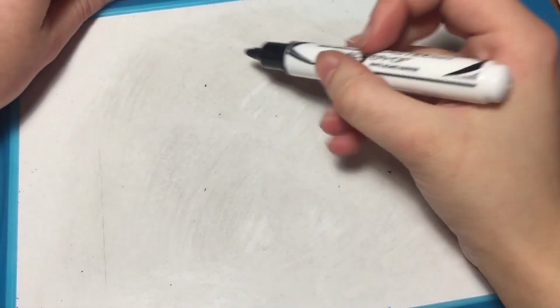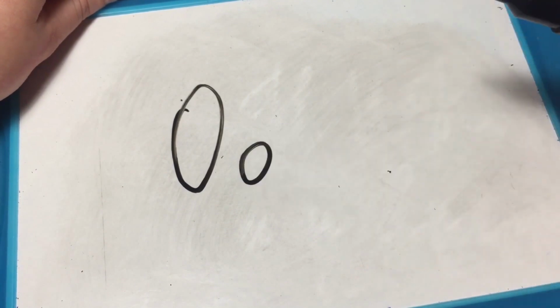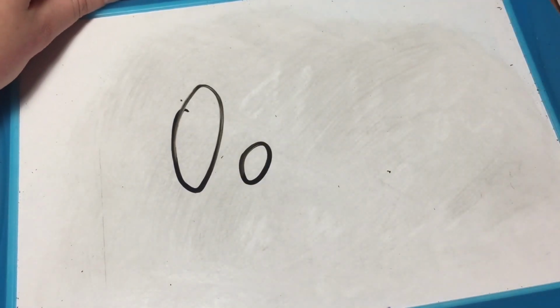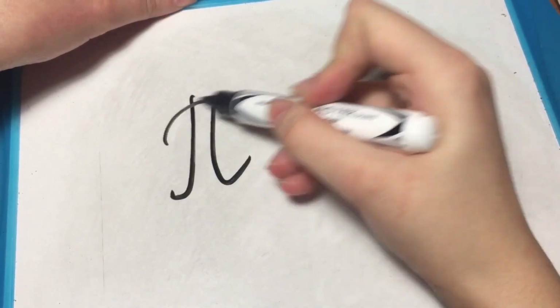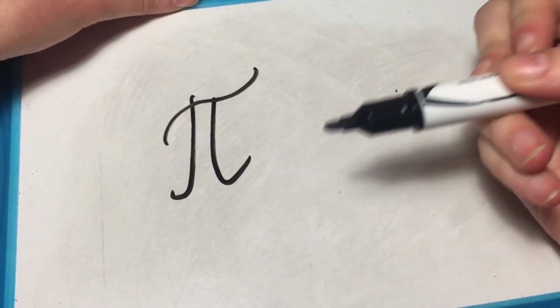N. For the O, it's pretty easy, exactly the same as the English one. O, nothing unusual. Letter P. This is different. So this is how we write the P.